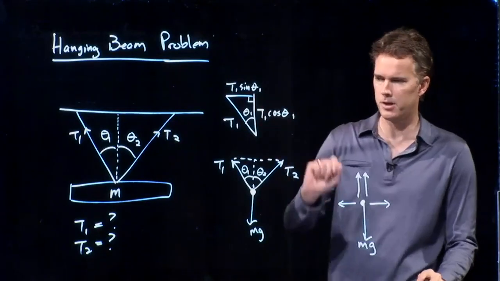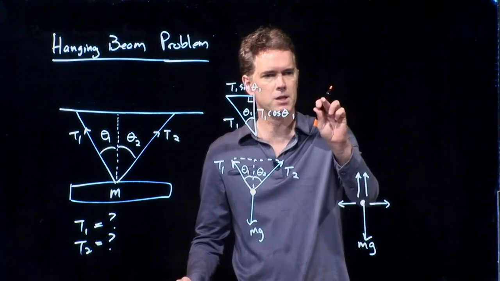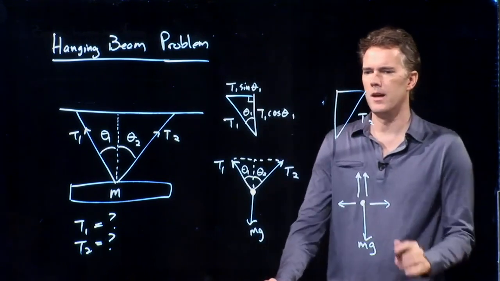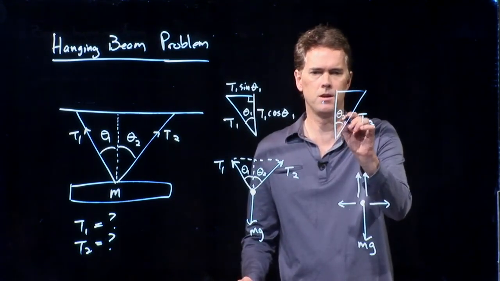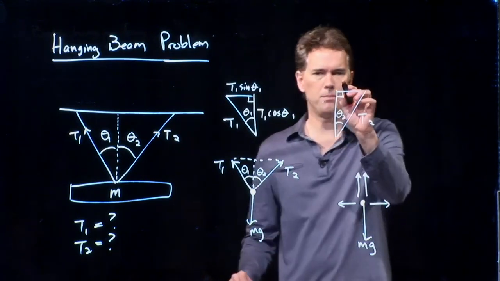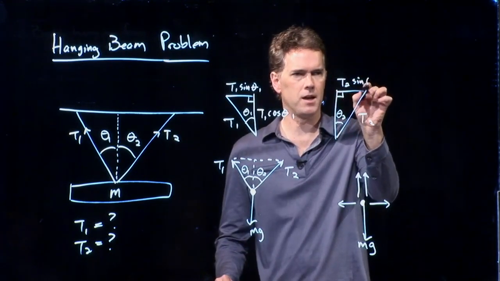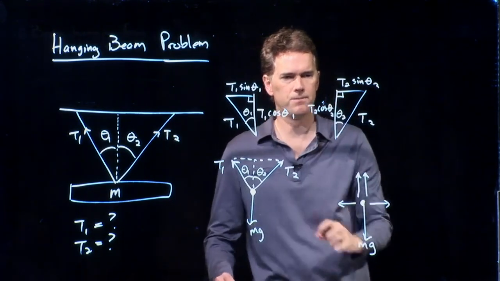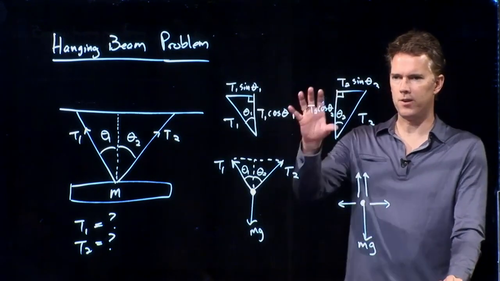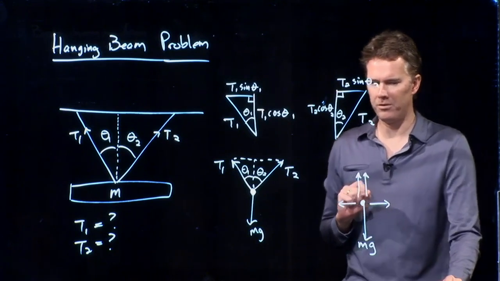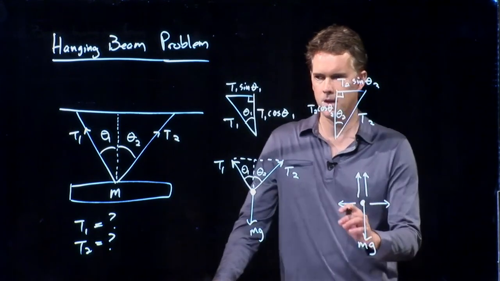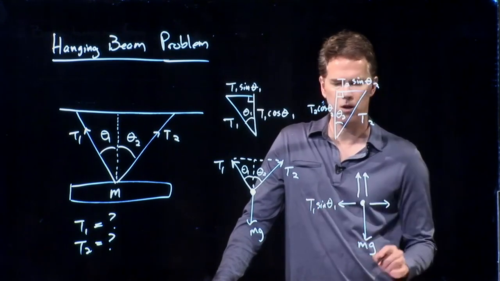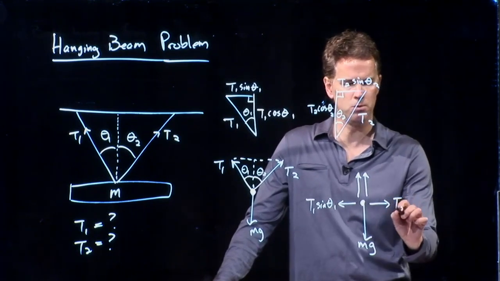We can do the same thing for the other triangle for T2. T2 is going to look like that. And if this is theta 2, and that's our right angle, then the top is T2 sine theta 2, and the left side is T2 cosine theta 2. All right, so now we've identified all those forces, and now we can put them on our free body diagram. The one to the left is T1 sine theta 1. The one to the right is T2 sine theta 2.